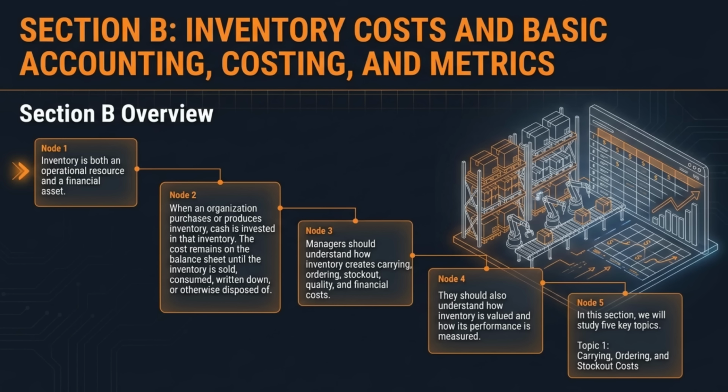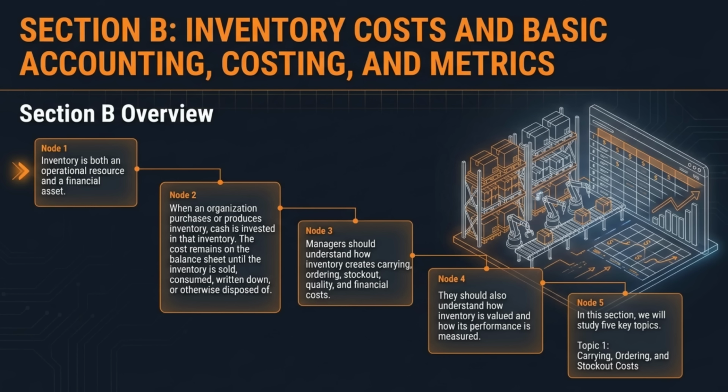Section B. Inventory costs and basic accounting, costing, and metrics. Section B Overview. Inventory is both an operational resource and a financial asset. When an organization purchases or produces inventory, cash is invested in that inventory. The cost remains on the balance sheet until the inventory is sold, consumed, written down, or otherwise disposed of. Managers should understand how inventory creates carrying, ordering, stockout, quality, and financial costs. They should also understand how inventory is valued and how its performance is measured.